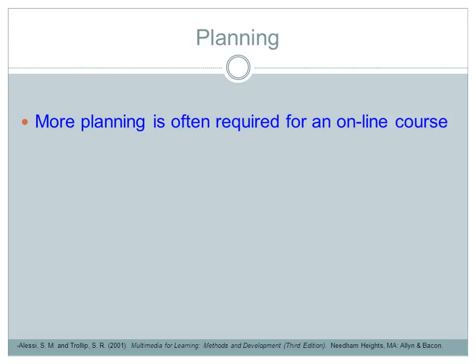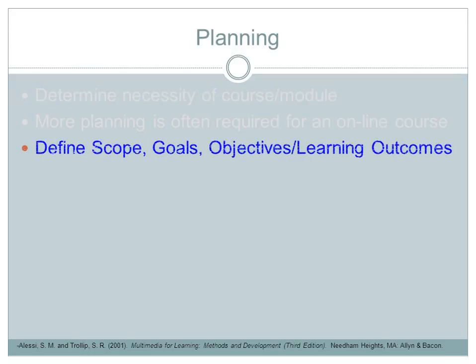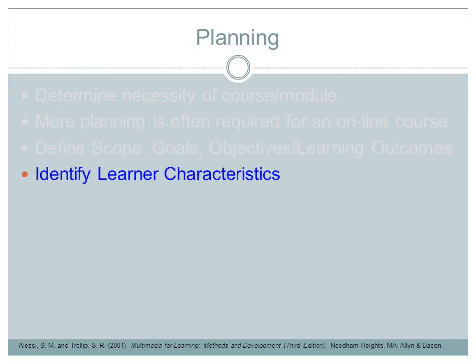If we're teaching online or presenting information online, many times we're going to have to do a lot of planning so that things are well laid out, well structured for the participants. So more planning may be required of an online course than something you're going to present in person. Be sure to define the scope of the program or educational course that you're developing. Develop goals, objectives, and learning outcomes. You'll see these in this course reflected in the course syllabus and in each module.